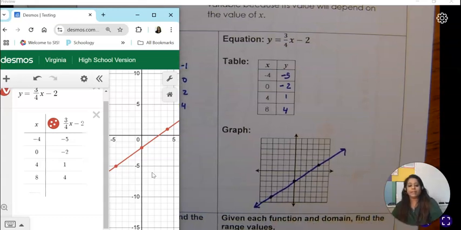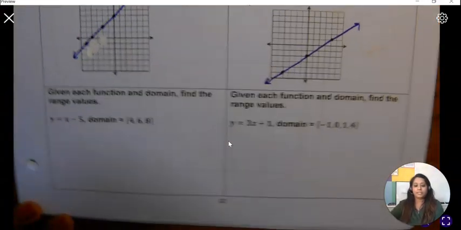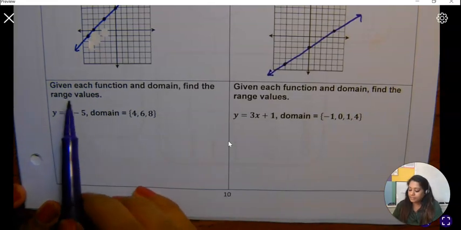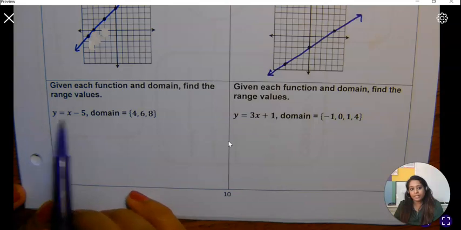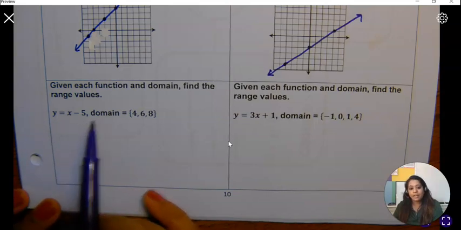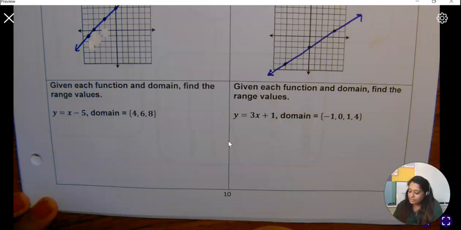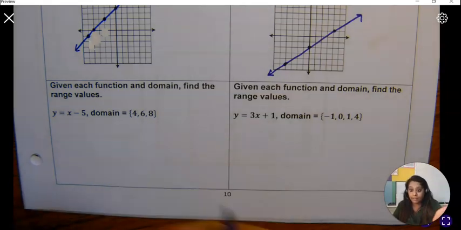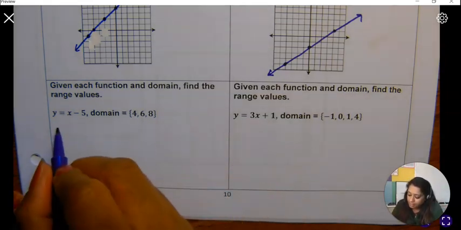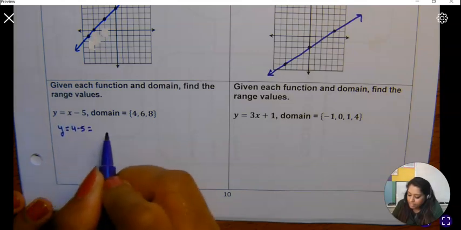And then I have here two other examples right here. Given each function and domain, so I have a function here, or an equation, and I have a domain, find the range. So basically what it's saying is I have my x values 4, 6, and 8, find the y values. So I can do that by hand, by just plugging in each x value here.